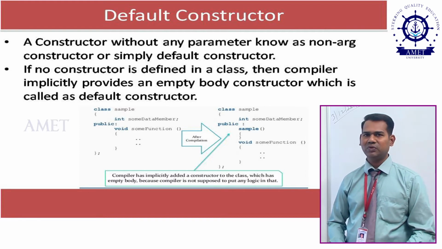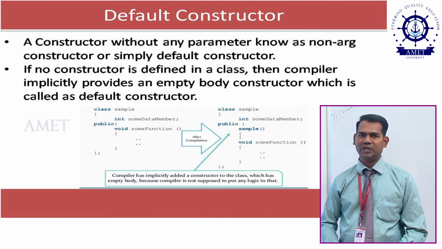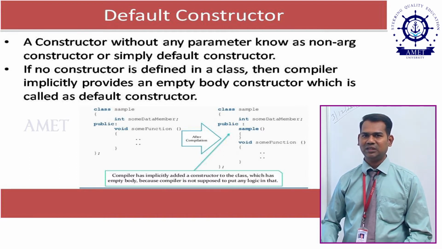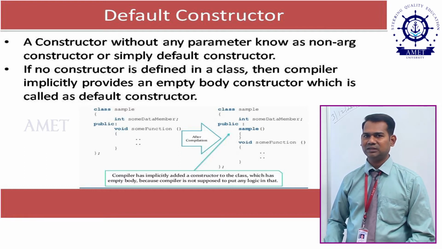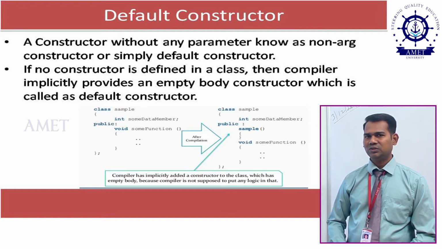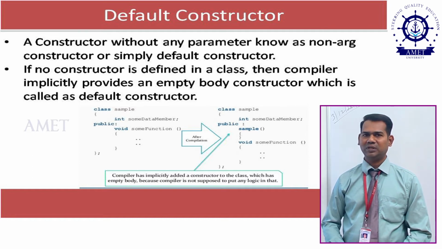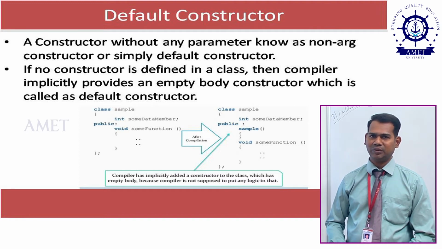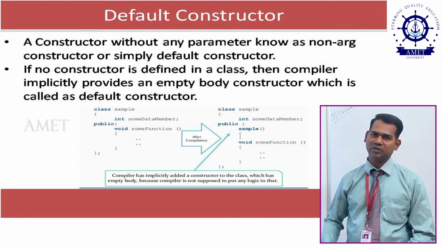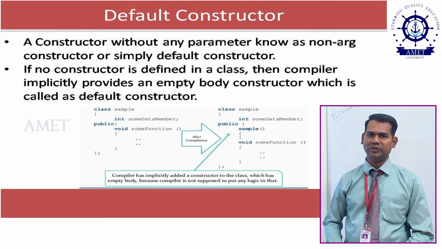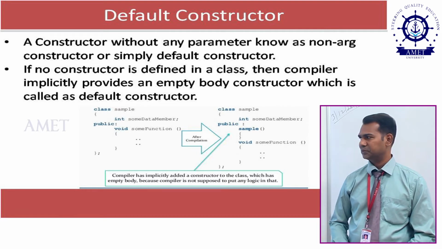So before the compilation, we do not have a constructor in this example. After the compilation, we can physically see a constructor. Totally, we have two member functions and one data member. Before the compilation, physically it is one data member and one member function, but logically we have two member functions and one data member.